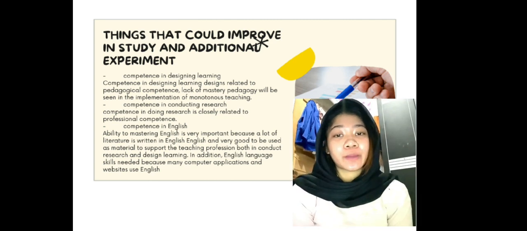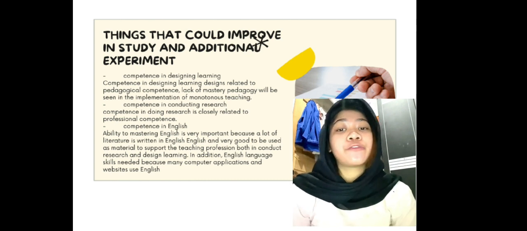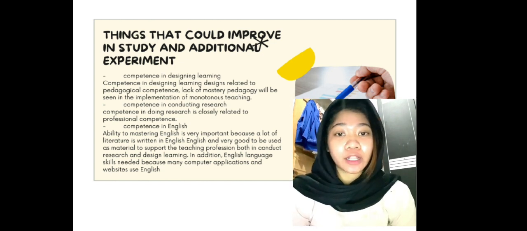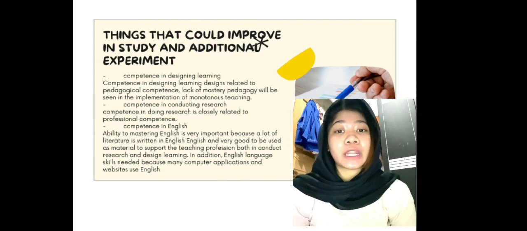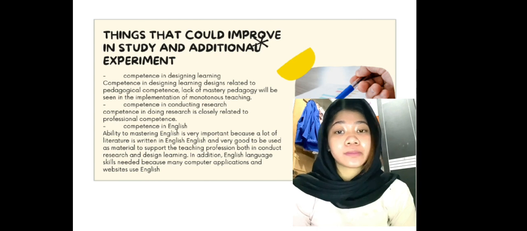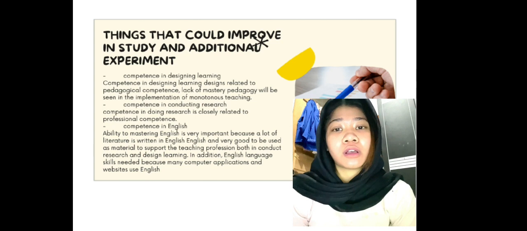So I'm going to explain things that could improve the study and the additional experiment. The first thing is competence in designing learning. Competence in designing learning relates to pedagogical competence. Lack of mastery of pedagogy will be seen in the implementation of monotonous teaching. Many teachers focus on delivering the material so as to forget the achievement of goals. If this is the case, then teaching is just a mere transfer of knowledge.